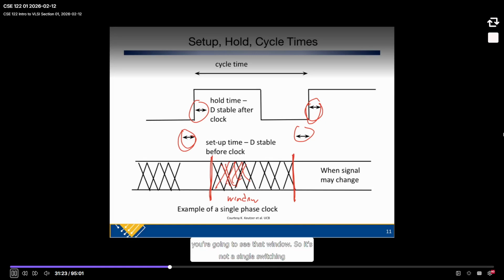And so when you start to see timing diagrams, you're going to see that window. So it's not a single switching anymore. It could switch anywhere in that time. It could go low to high or high to low. That's why it's meant to illustrate the timing and not necessarily the logic value. But you could see things where, if you get rid of this and you get rid of this, there's some unknown value and then it settles to low. So you may see diagrams like that as well.